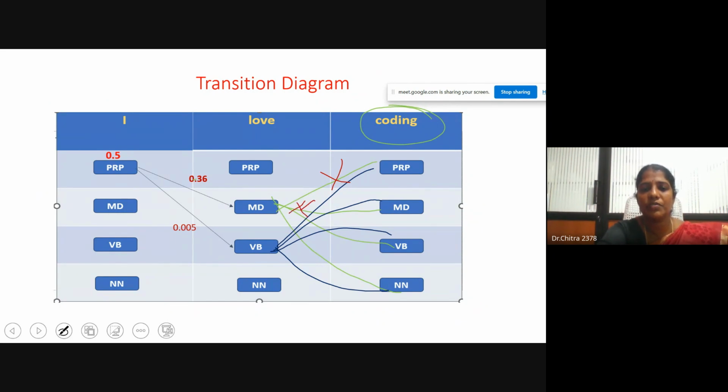Instead, you should process MD to VB and MD to NN. In the same manner, VB to PRP is also not possible because the emission value for PRP is 0, and for MD the emission value is also 0. So no need to calculate. If the emission probability is 0, it won't be available. Now calculate the remaining things.